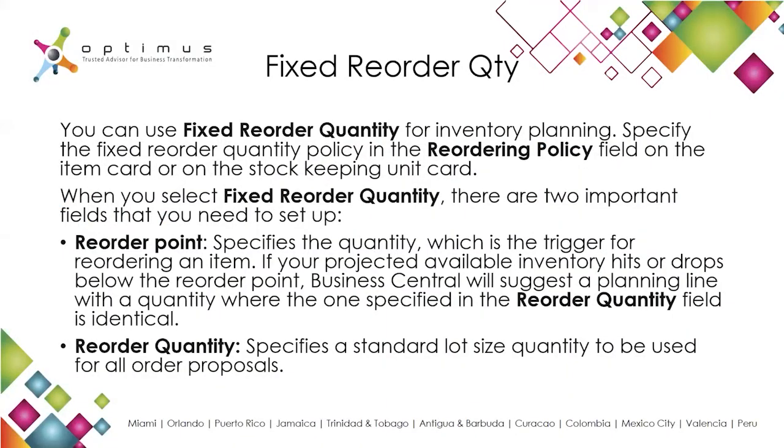Fixed reorder quantity. We use a fixed reorder quantity for inventory planning, specify the fixed reorder quantity policy. Okay, we have a reorder policy field, and we have two specific aspects. The reorder point. The reorder point specifies the quantity which is the trigger for reordering an item. If your projected available inventory hits or drops below the reorder point, Business Central will suggest planning in line with the quantity specified in the reorder quantity field. And the reorder quantity specifies the standard lot size quantity to be used for all order proposals.